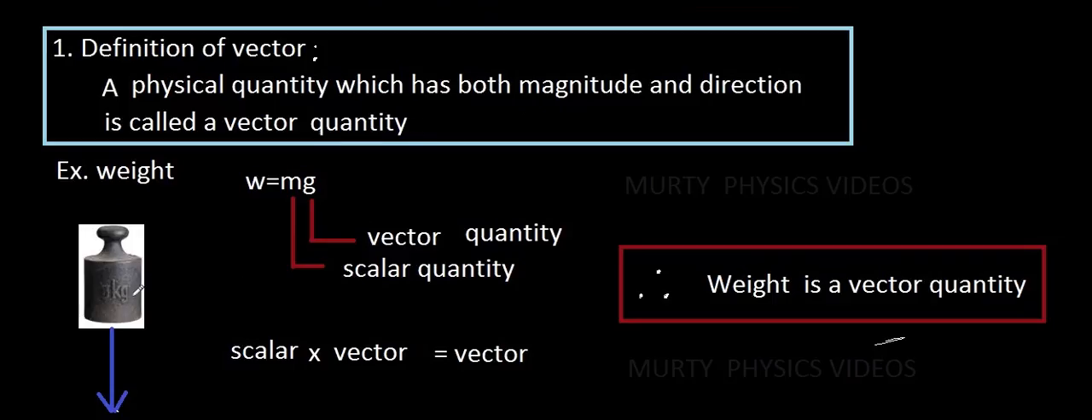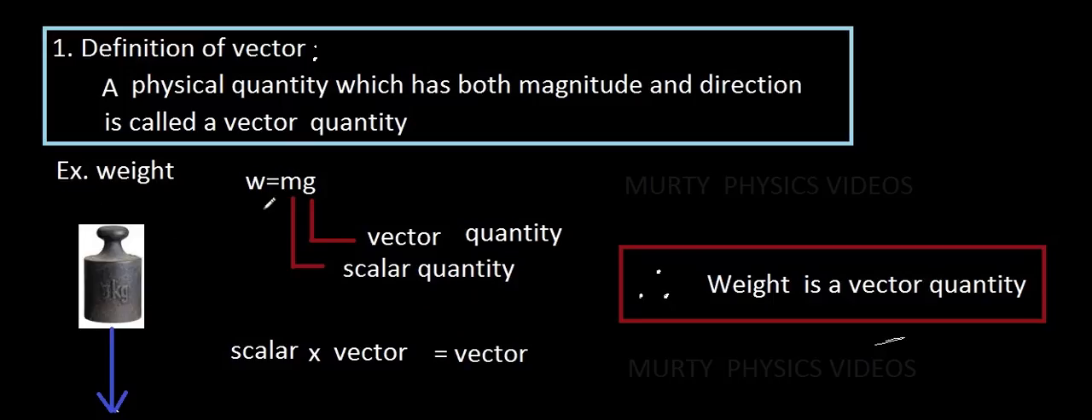Example, weight. Weight has some magnitude, 5 kg, 4 kg, 3 kg, etc. and weight always directs downwards. That means it has some direction. So weight has both magnitude and direction, therefore it is a vector quantity. Weight is a vector quantity.